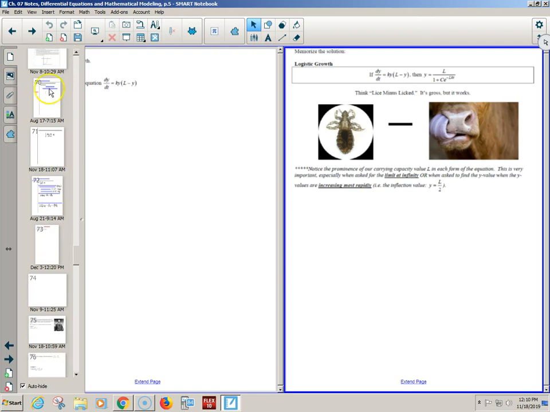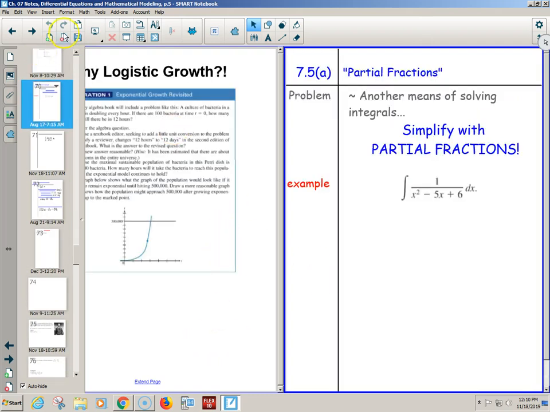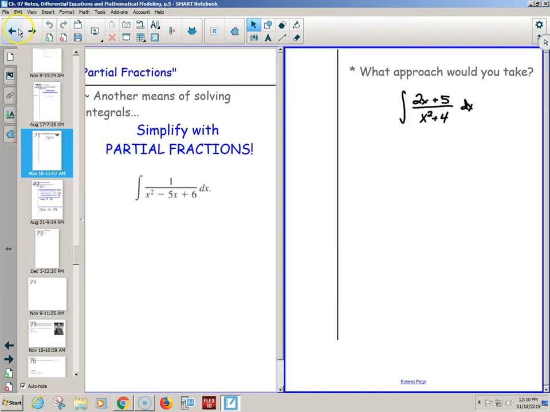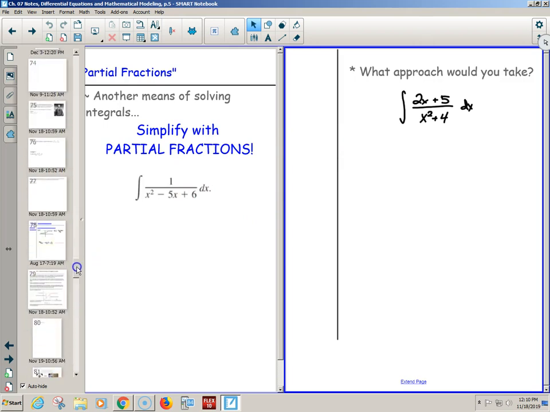Lice minus licht. We need to talk about partial fractions today, and then tomorrow we'll talk more about logistic growth. But anyway, we have to play a little bit with a little bit of review, a little bit of pre-cal, but then all of it is for the purpose of us getting into this logistic growth thing.